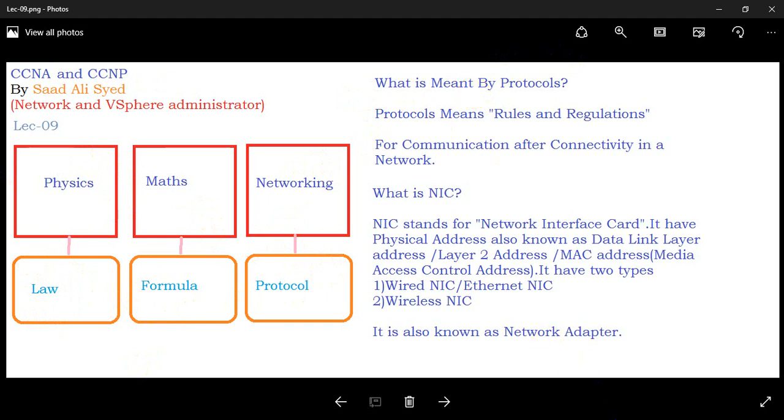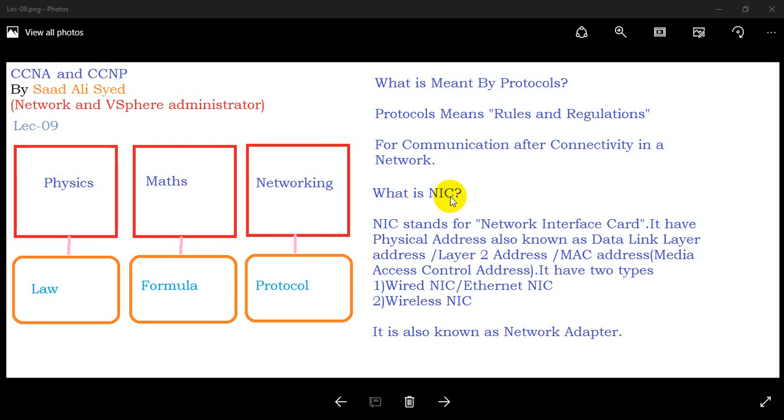Question is, what is meant by protocols? Like the term protocol I'm using again and again. I've already explained to you that protocol means rules and regulations. For communication after connectivity in a network, we use protocols. If you are connected in a network, then you can communicate. But the condition is that you should agree on protocols. If you don't agree, even if you are connected, then you cannot communicate with another device. That's why we say that in networking protocols are compulsory. I've repeated this sentence, I think, minimum 4 to 5 times to make you clear. So you should be clear about protocols now.